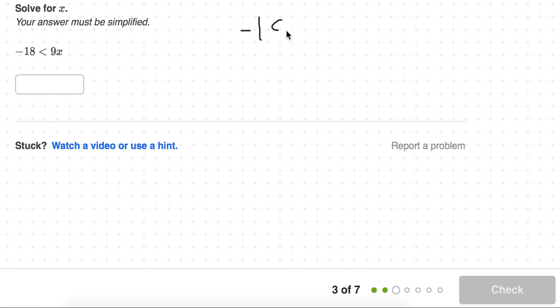Be careful here. We have a negative 18. But when we go to solve this inequality, we're not dividing by a negative. We're dividing by a positive 9. We're dividing both sides by positive 9. So we do not need to change the inequality symbol. We're going to keep it the same.